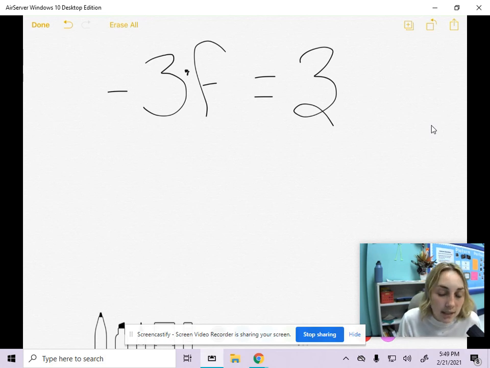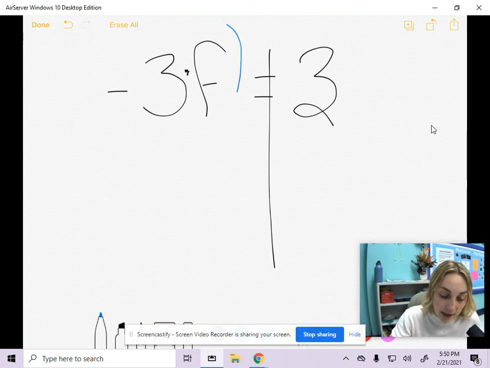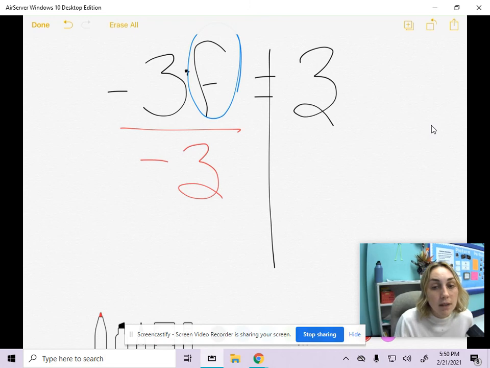So the opposite of multiplying f by negative 3 would be dividing it by negative 3. In this case, we want to get f by itself. And to get f by itself, again, it's being multiplied by negative 3. So to get rid of that negative 3, we need to do the opposite. We need to divide by negative 3. And if we do it on one side of the equation, we have to do it on the other side of the equation as well.